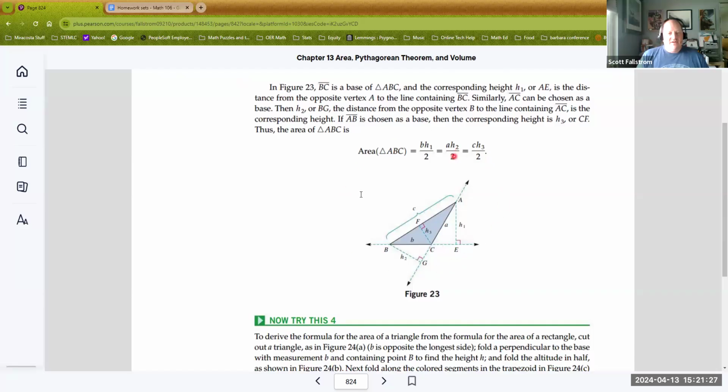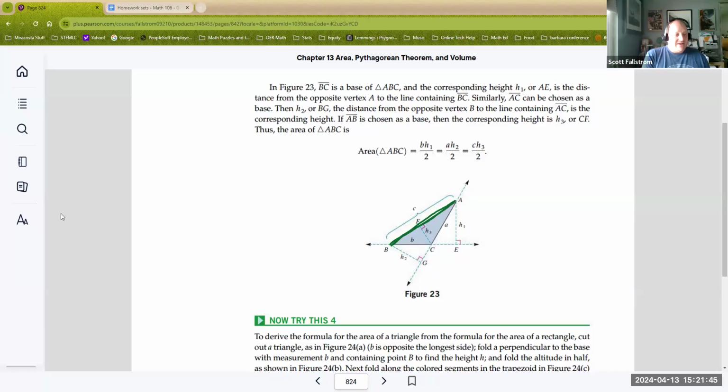And notice here, they do talk about how there are 3 different bases you could use and 3 different heights. And don't worry, all of them will get you to the same result. So if you pick this long side right here to be your base, the height has to be perpendicular to that base. So the height would be here. In this case, the height would be inside the triangle.